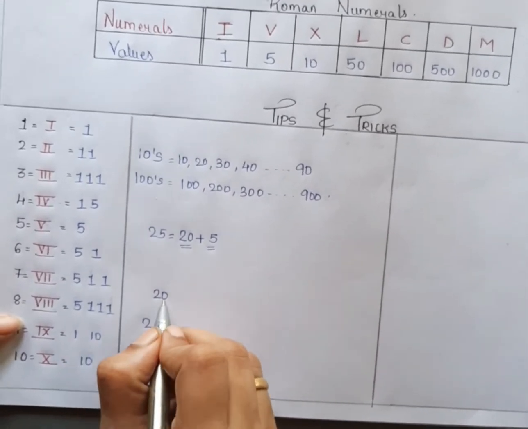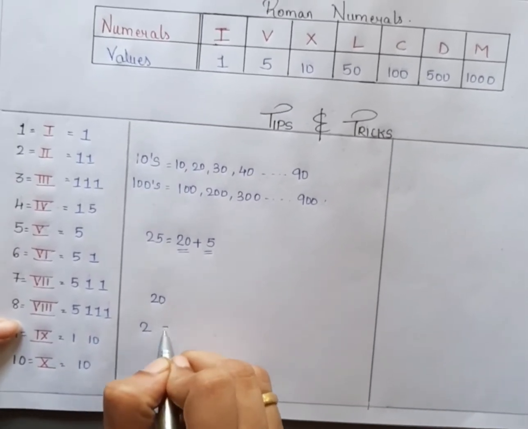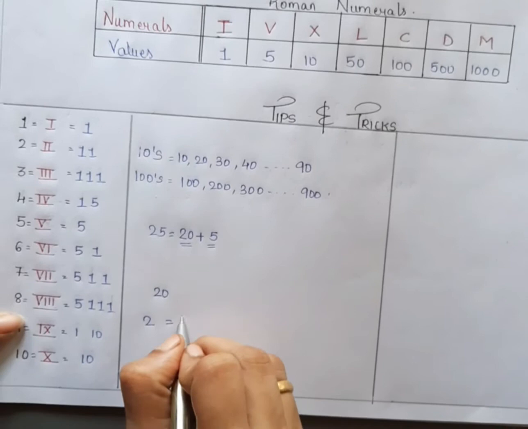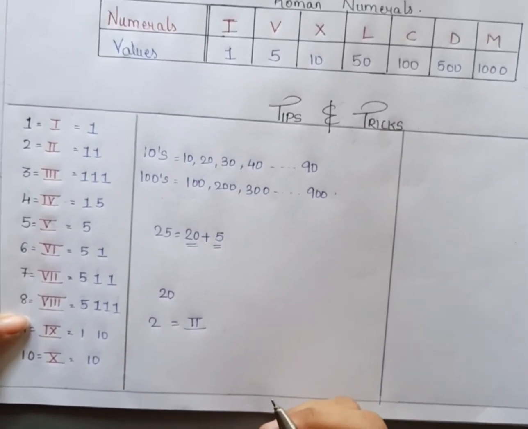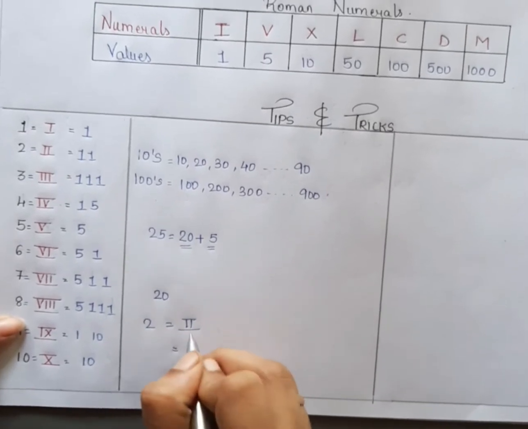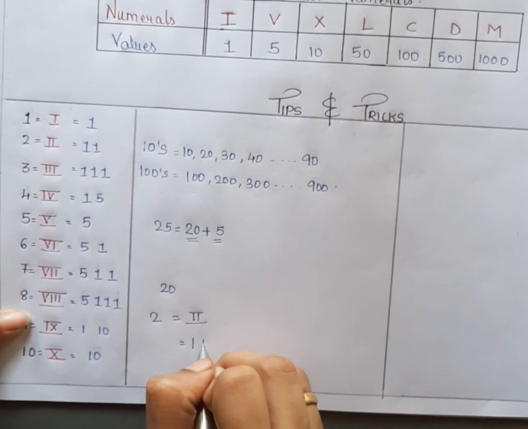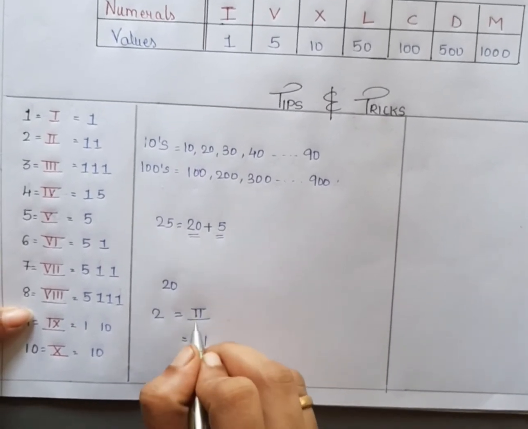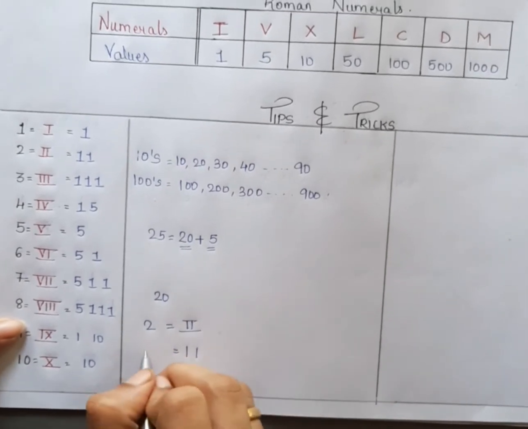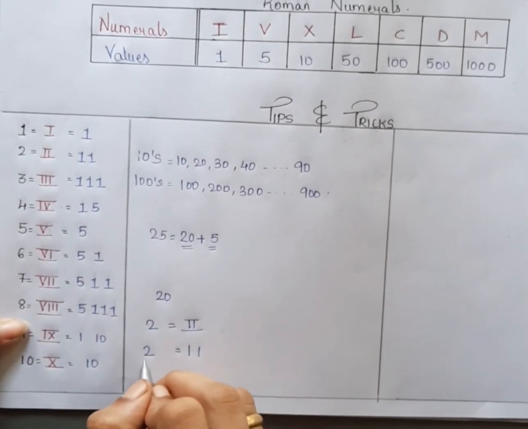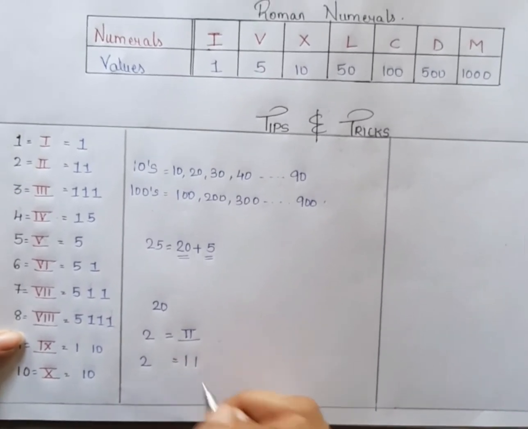So to find 20 I will first find the Roman numeral of 2. I know the Roman numeral of 2 is II, that is 2 times I. Now 2 times I means, I stands for 1, so 2 times I means 2 times 1. Now I'll write 2 over here again, because we are talking about 2. So to find 2, I'm writing 2 times 1.